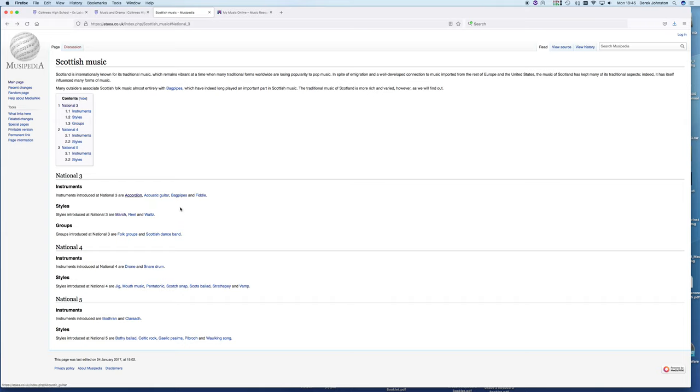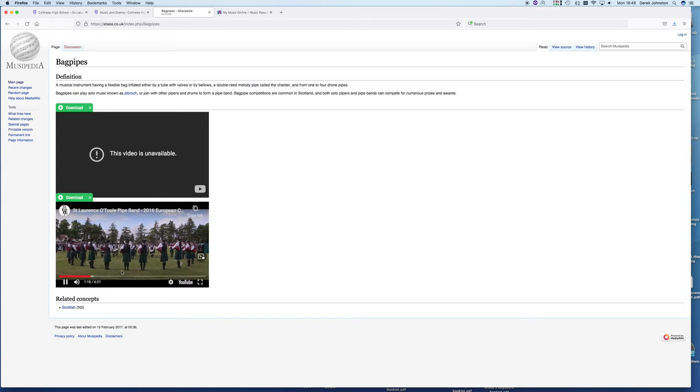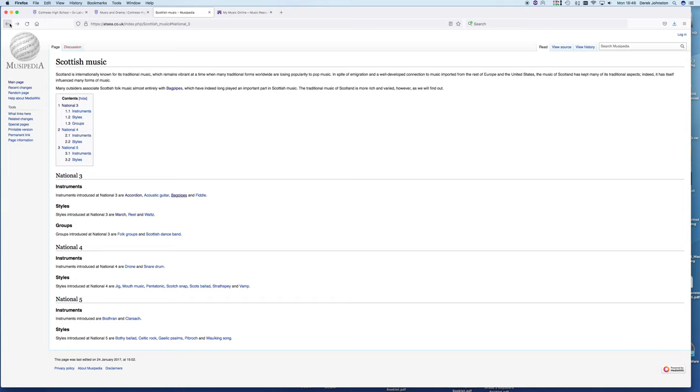This one needs no introduction. We all know what the sound of the bagpipes sounds like. That's what's called a pipe band. This one's obviously not available, but I really don't need to play much of that. We all know what bagpipes sound like. There we go, bagpipes. That's also got something called a snare drum as well. That's another one of your concepts, snare drum.